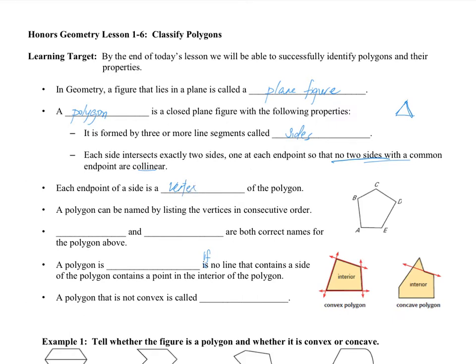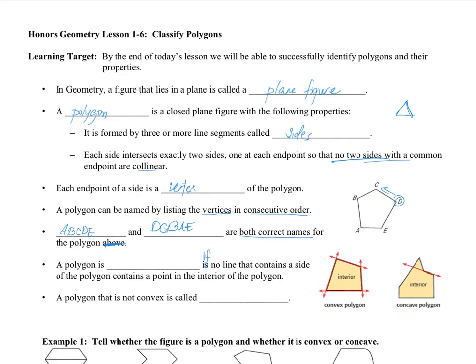Each endpoint of a side is a vertex of the polygon. A polygon can be named by listing the vertices, plural for vertex, in consecutive order. So I can name this polygon to the right as A, B, C, D, E, or I can begin with D and move to C, to B, then to A, and then to E. Both are correct names for the polygon to the right.